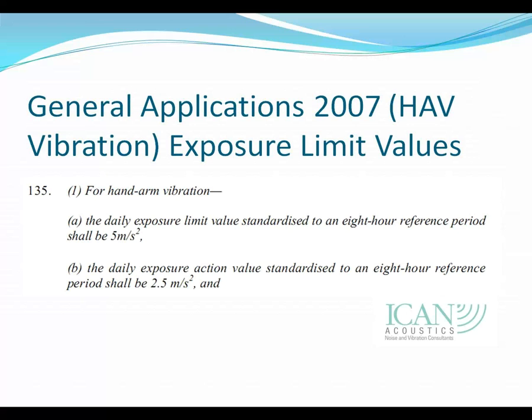So again, referring to the General Applications 2007 on hand-arm vibration and exposure limit values, that document specifies for hand-arm vibration, for example, the daily exposure limit value, standardized again to an 8-hour reference period, shall be 5 meters per second squared. Now that's a measurement of acceleration. It's vibration acceleration. And again, it is based on an 8-hour reference period, similar to noise.